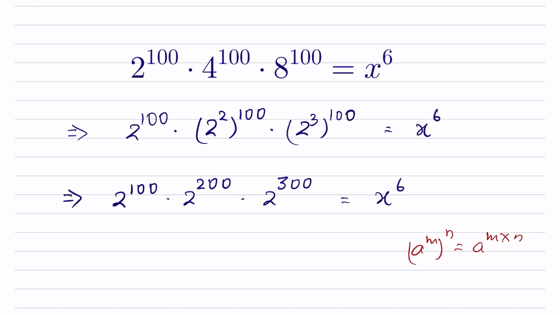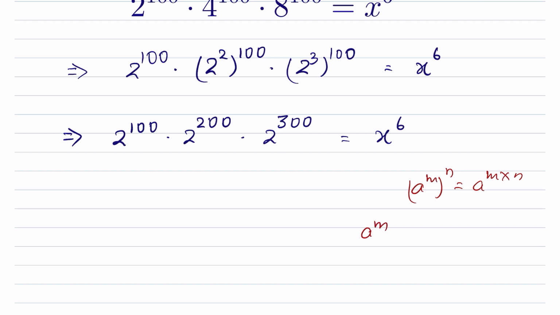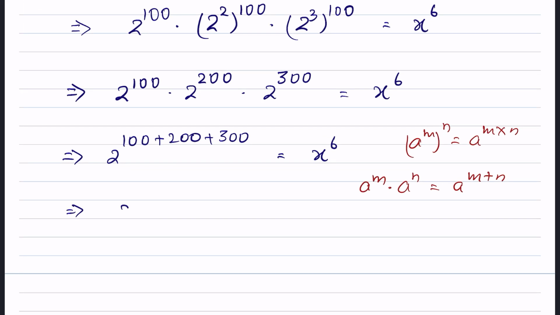Again, when a to the power m times a to the power n, this is equal to a to the power m plus n. So using this identity, we can write here 2 to the power 100 plus 200 plus 300, because bases are same, is equal to x to the power 6, or 2 to the power 600 is equal to x to the power 6.